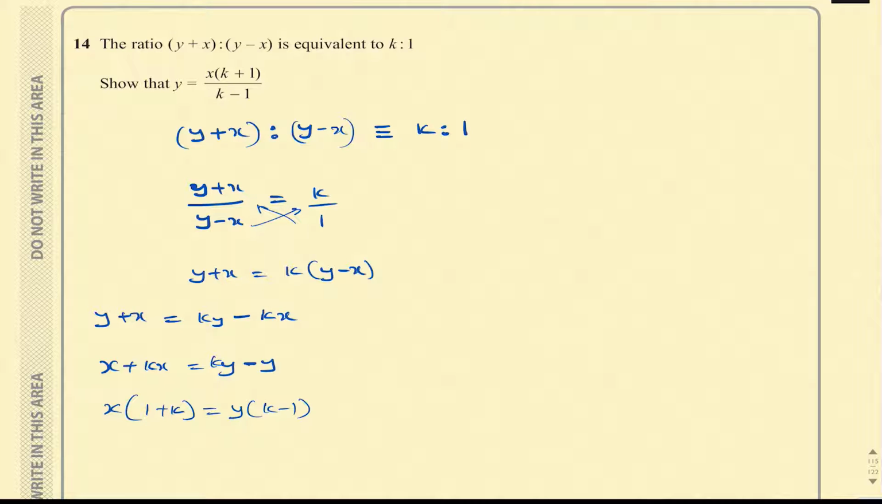So my answer would be y, so I divide both sides by k minus 1. So y would be x into bracket k plus 1 over k minus 1. So that's the answer.